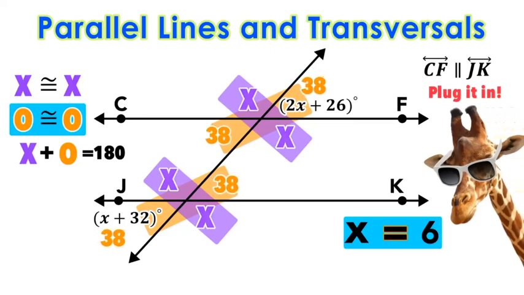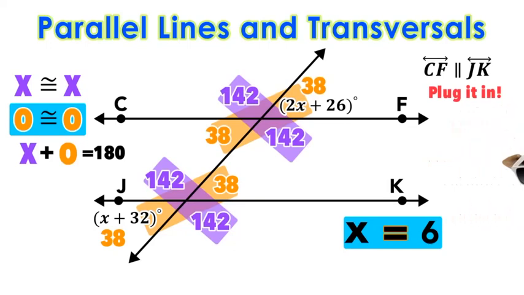Doing that gets us an angle measure of 38 degrees for all of the acute angles, the O's, and subtracting that from 180 gives us 142, which is the measure of all of the obtuse angles, and now we have completed the entire diagram.